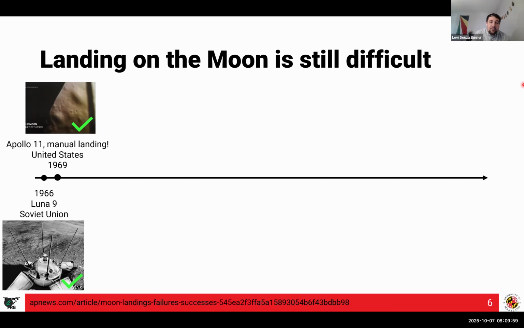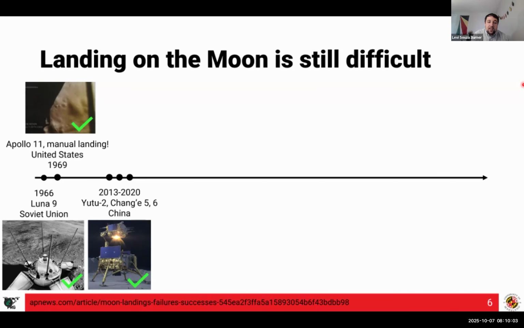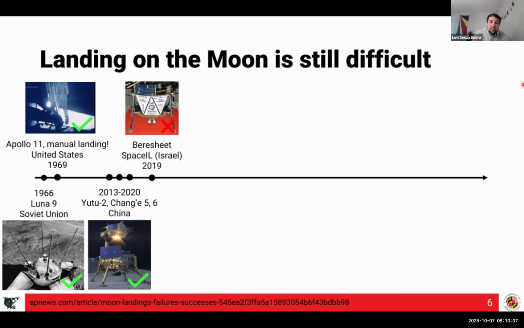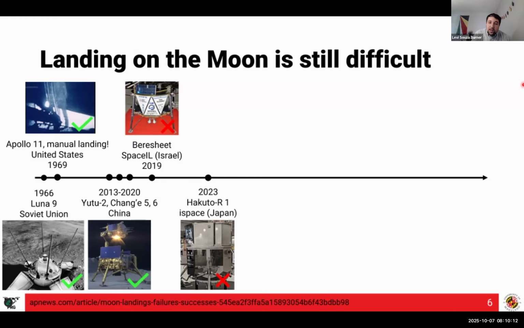In the 60s, we had several successful landings from the Soviets and the Americans. And even recently, there were several successful missions from China. But then the problems began. Israel has tried to land on the moon a few times and they failed. Japan's iSpace unit also failed because they couldn't, let me see if I can remember the reason.